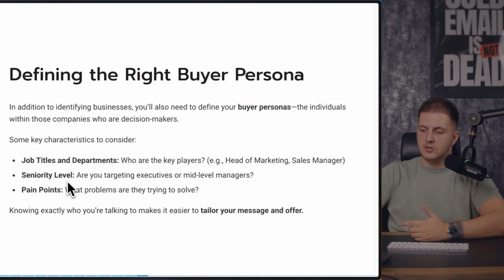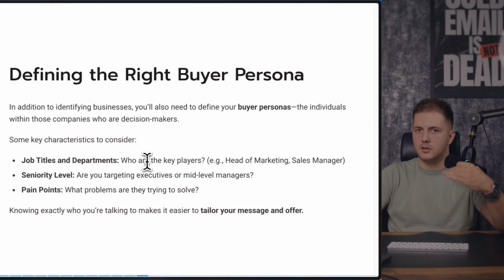So there's a couple of things here. We have job titles and departments. You need to understand who their key players are, which is exactly why you need to research your ICP before even crafting your offer. The next one is seniority level. And finally, pain points. What are the exact pain points and struggles these people from these companies from your ICP are struggling with? What exactly can you help them with?